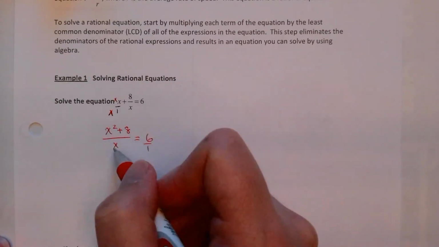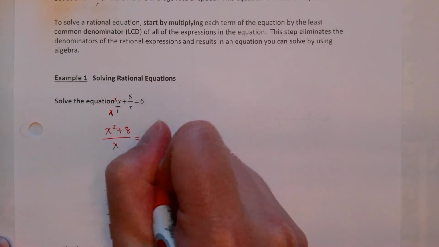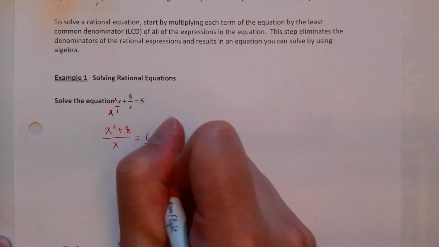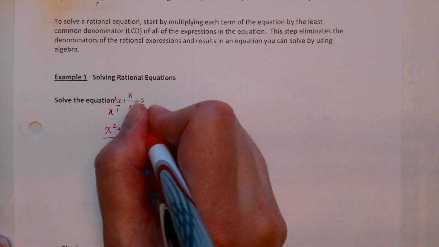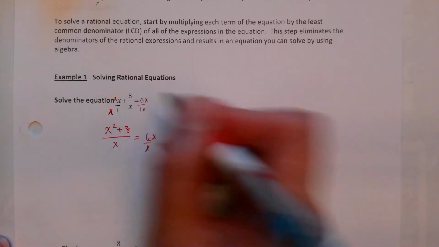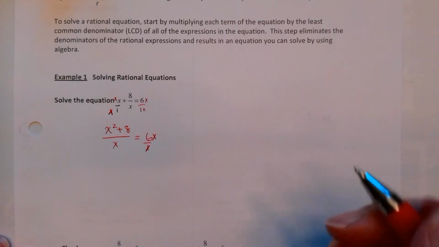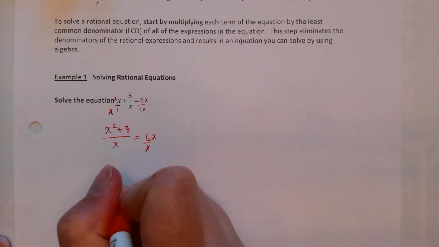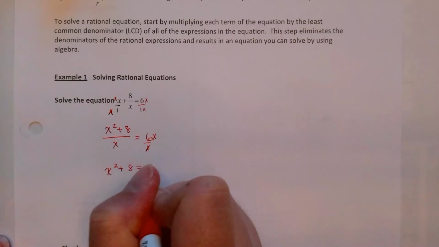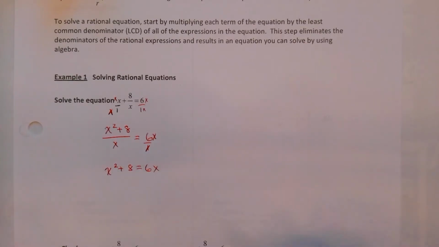If this is built with an x, I'm going to build this with an x under it and put an x on here. So I basically built a common denominator for each piece of my rational equation. And so now I have that x squared plus 8 would equal 6x. So how did I do that? How did I get rid of that denominator?